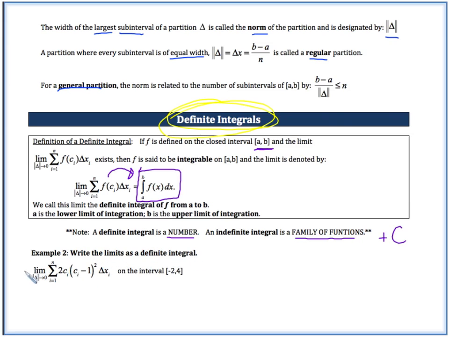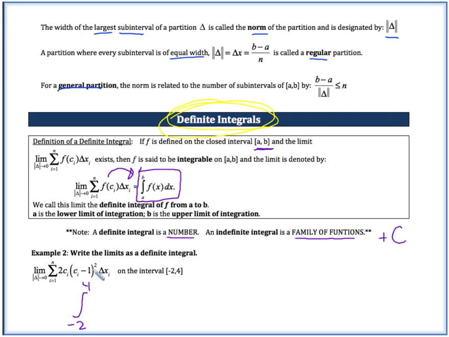So this is what we've been spending our time determining the sum of, and now we're going to write it as a definite integral on the interval from -2 to 4. Okay, so what we do is we write our integral symbol. We put our lower limit of integration on the bottom, and then the upper limit of integration on the top, and that's just your interval from -2 to 4.